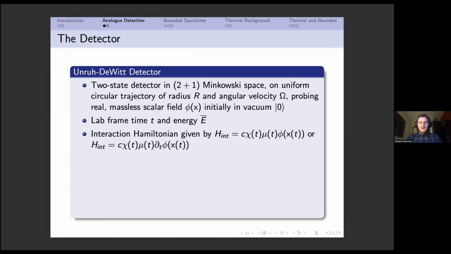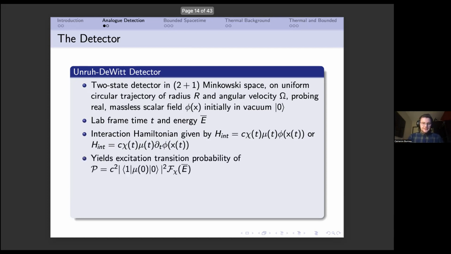We have two possible interaction Hamiltonians. They look effectively the same. Chi is some switching function that allows us to turn on and off our interaction. C is the coupling constant. Mu is the monopole moment operator of our detector, and then phi is our field. The second interaction Hamiltonian has a derivative in, and this is for technical reasons in the thermal case, because if we don't include this derivative, we actually induce an infrared divergence in the Wightman function. So this time derivative actually cancels this out for us.